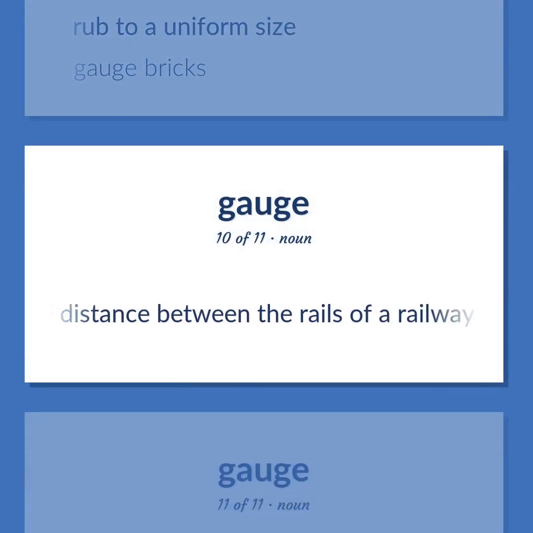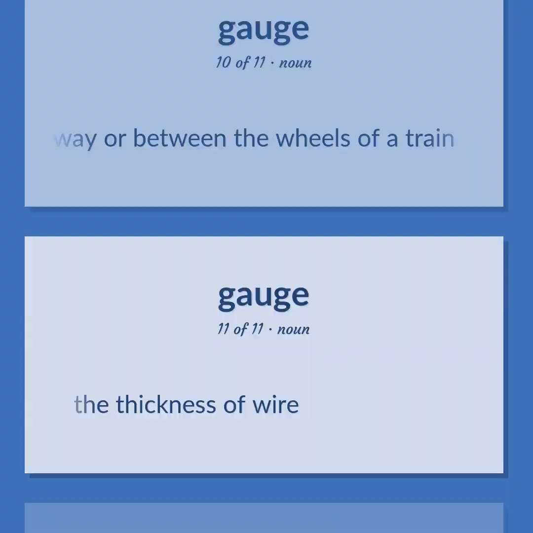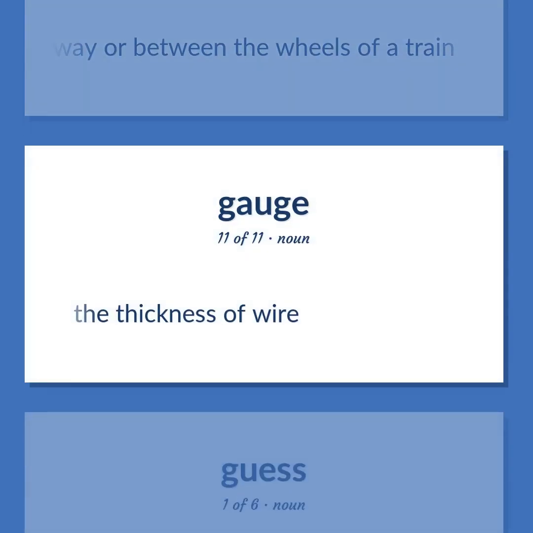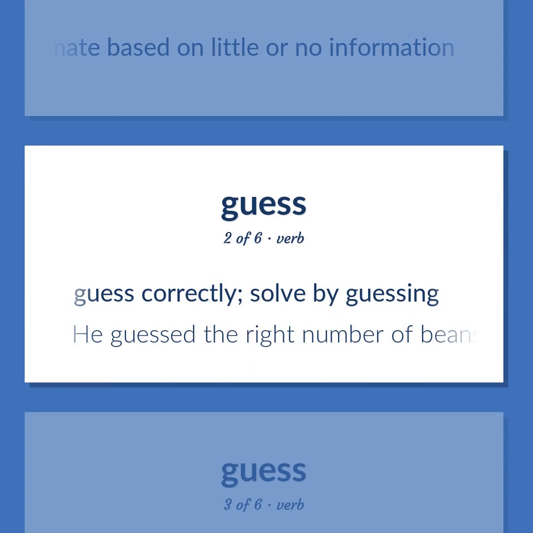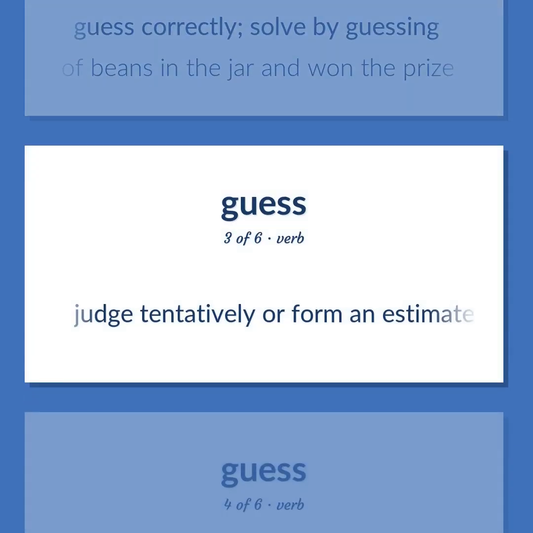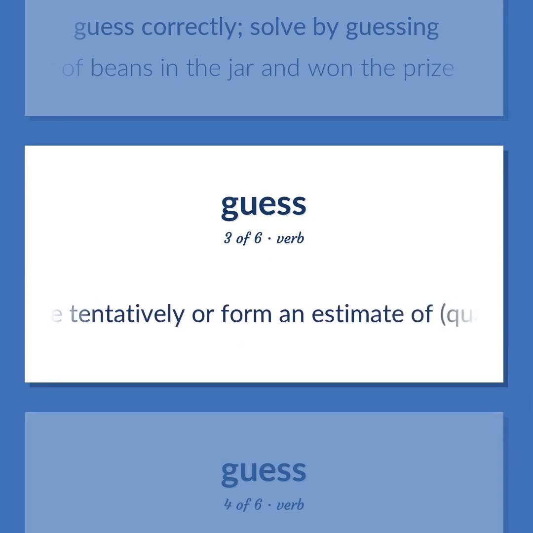The distance between the rails of a railway or between the wheels of a train. The thickness of wire. An estimate based on little or no information. Guess correctly. Solve by guessing. He guessed the right number of beans in the jar and won the prize. Judge tentatively or form an estimate of quantities or time.